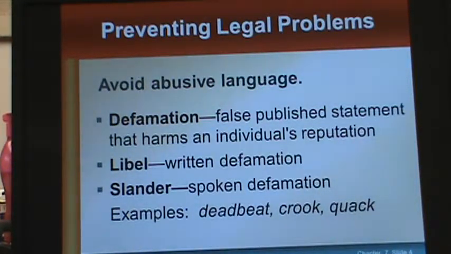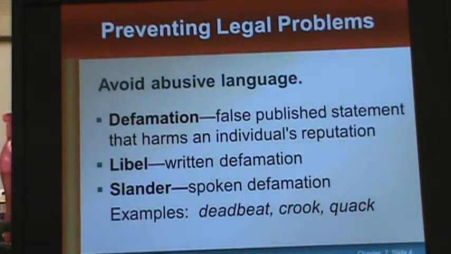And then the only other thing you really have to worry about is defamation. It's a false published statement that harms an individual's reputation. And what someone can do is, if they feel like their reputation has been hurt, they can sue for damages, as long as they can put a dollar amount to it. Say, if they lost customers because of something that was said that wasn't true, then it's a defamation suit.